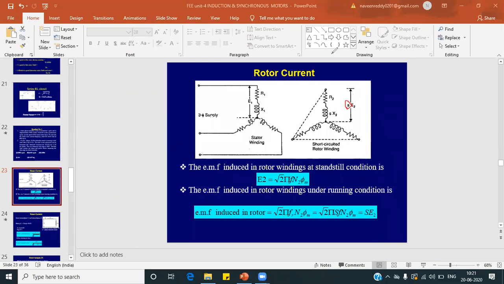So at standstill you get the EMF E2. But during rotation, when the motor is in running condition, the slip value is not equal to 1. So you have to consider S into E2 as the EMF induced. Why? Because once the rotor starts rotating, the relative speed between stator field and rotor conductors becomes, sorry, not zero, becomes lesser. So only a lesser flux change will be available, and the EMF induced in the rotor winding will get reduced. That is the point.